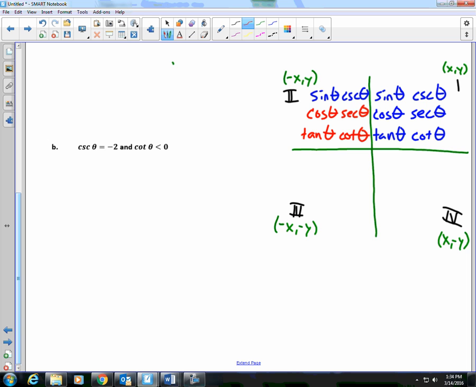We move to the third quadrant. Sine is y, so will it be positive or negative? It will be negative. Cosine is x. Will it be positive or negative? And tangent will be y divided by x. Will that result in a positive or a negative? Positive.